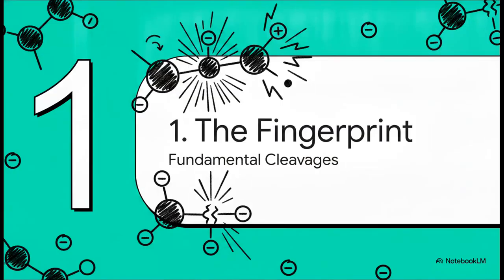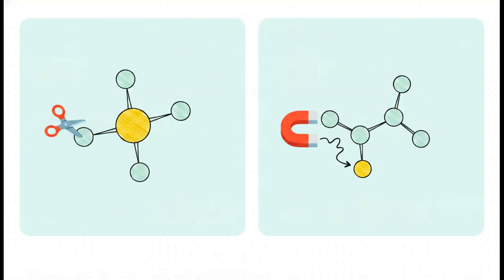Starting with Section 1, the molecular fingerprint. So before we interrogate our specific chemical classes, we really need to understand the fundamental ways these molecules break apart once they're inside the ionization chamber. The very first thing that happens is a collision with an electron, which forms a highly excited radical cation. The molecule is just buzzing with excess energy, and to shed that energy, it has to break chemical bonds.